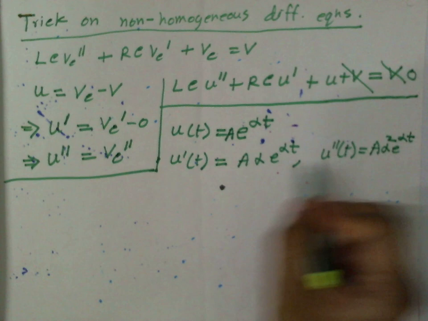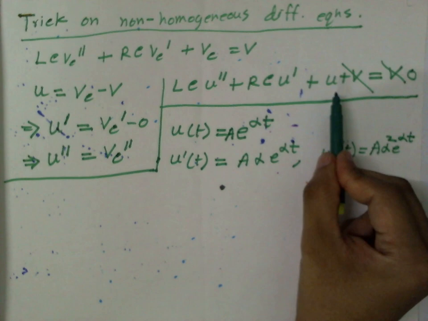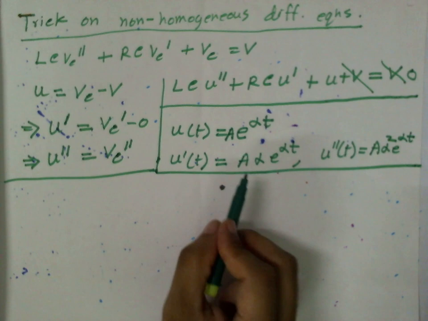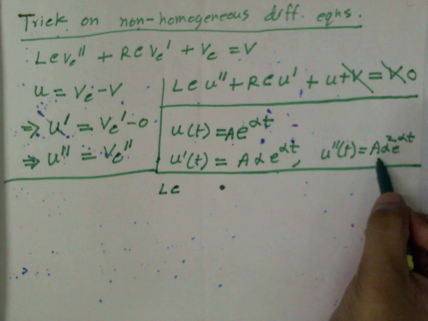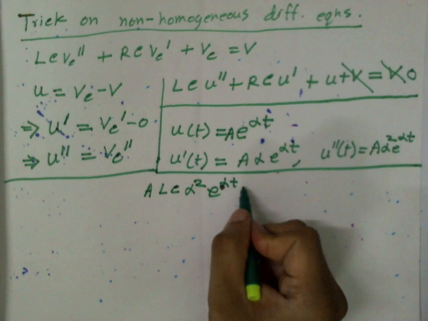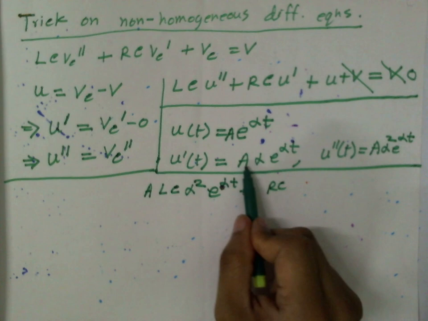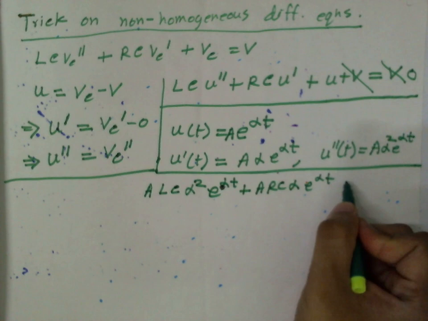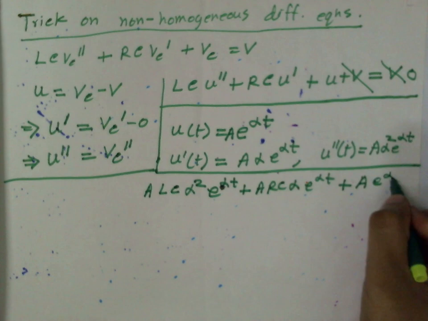Now let's put these two derivatives, U prime and U double prime, in this equation. Then we'll have LC times A alpha squared e to the power alpha t, plus RC times A alpha e to the power alpha t, plus U itself, which is A e to the power alpha t, and this is equal to 0.